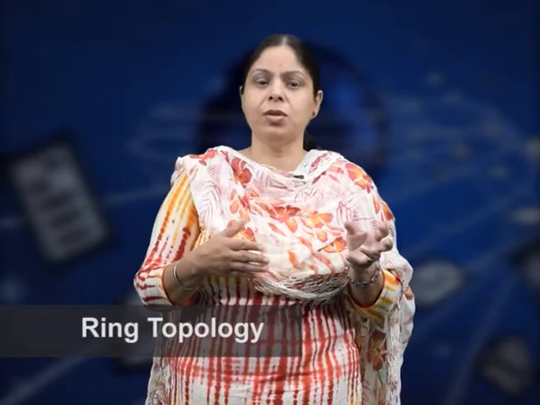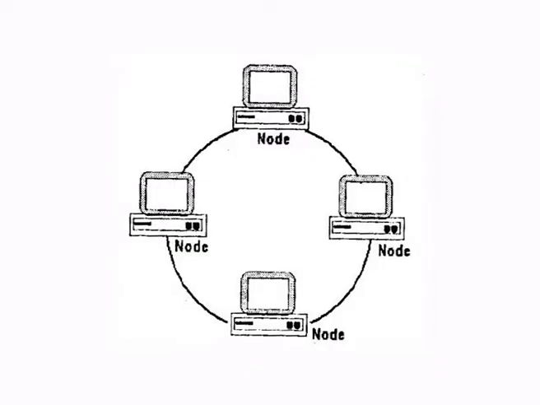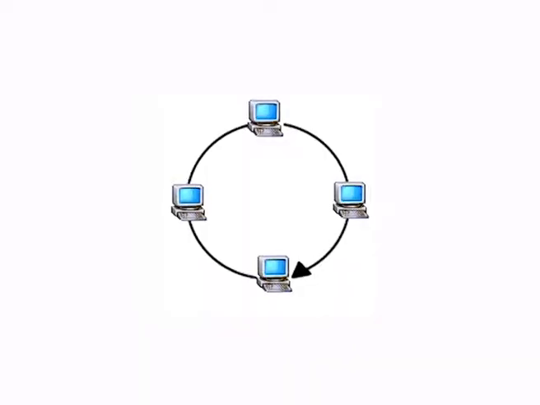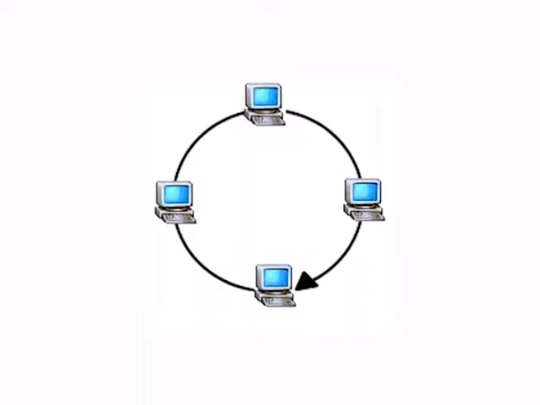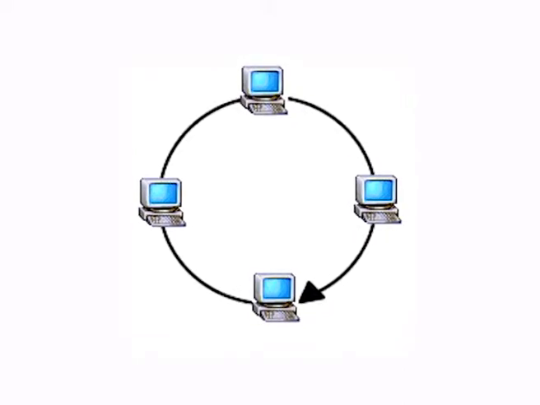Then comes the ring topology. In this topology, nodes of the network are connected in a ring format. Each node in this topology is connected to its previous and next node. Data transmission in this topology is done in either clockwise direction or anti-clockwise direction. It is transmitted in bit by bit fashion.